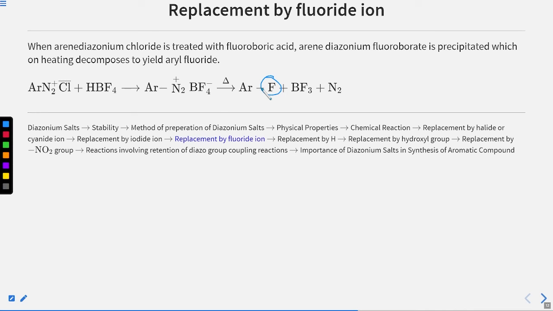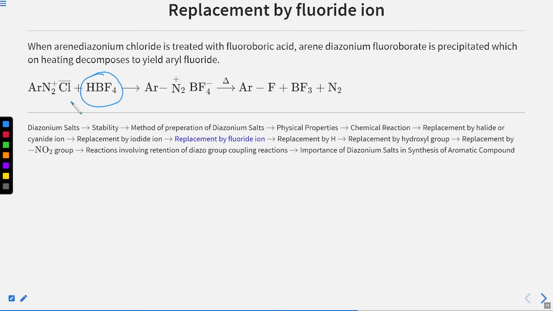Next we have to introduce F. Now you cannot use anything simpler. You cannot use CuF; there is no such reaction. You cannot use Cu2F2 and HF either. This is also not feasible. So for that, what do we do? We first treat it with HBF4.